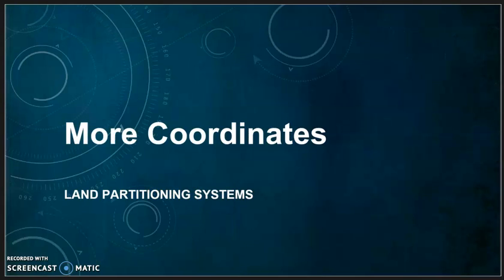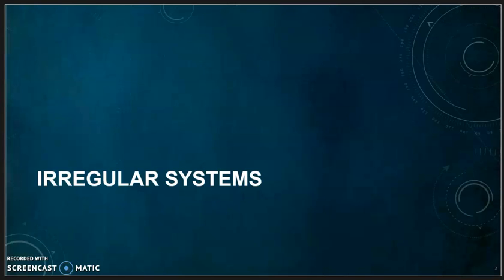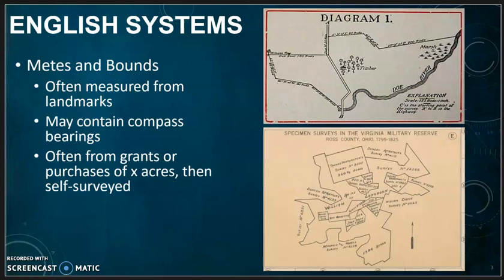Okay, so more coordinates. Let's talk about land partitioning systems. So we have our irregular systems, so we have our English systems. We have metes and bounds, which is an early land partitioning system used in Europe and brought by the English to the original United States colonies. Metes and bounds is an irregular land partitioning system that defines property boundaries using descriptions of geographical or anthropogenic features and landmarks. Sometimes they may contain compass bearings, and they're often from grants or purchases of X amount of acres, and then those acres are self-surveyed.